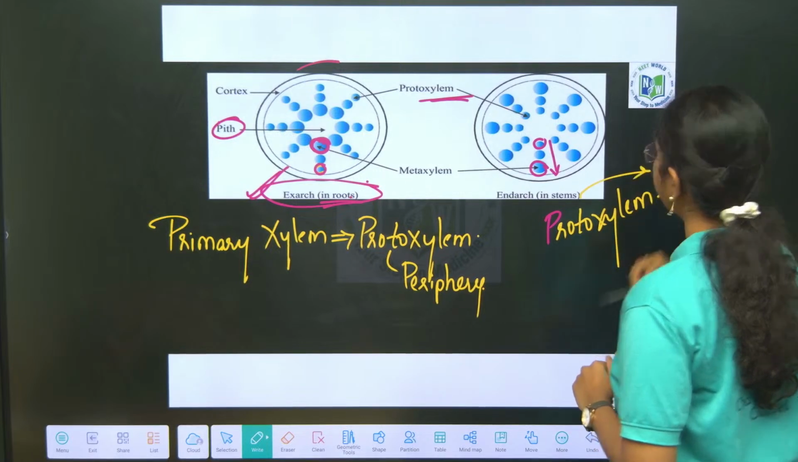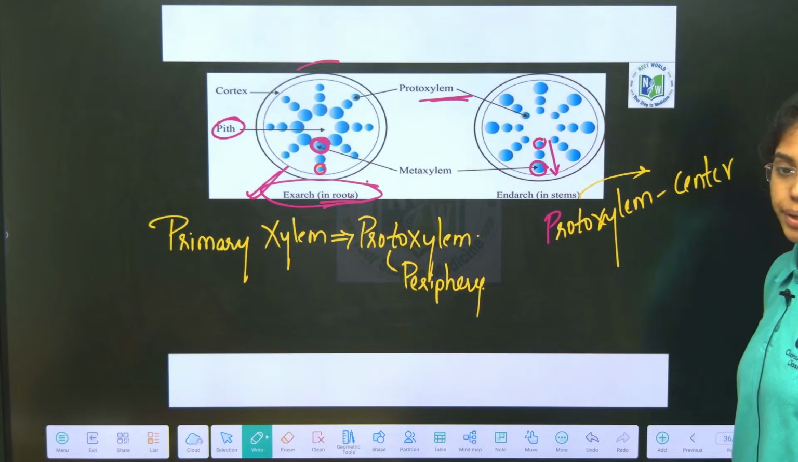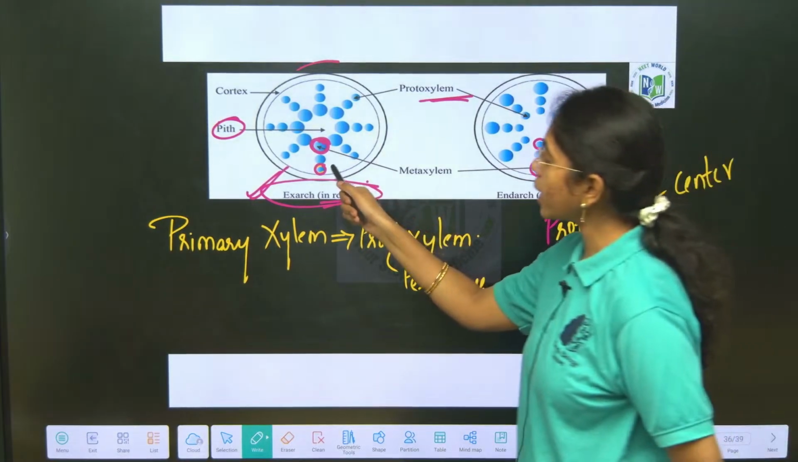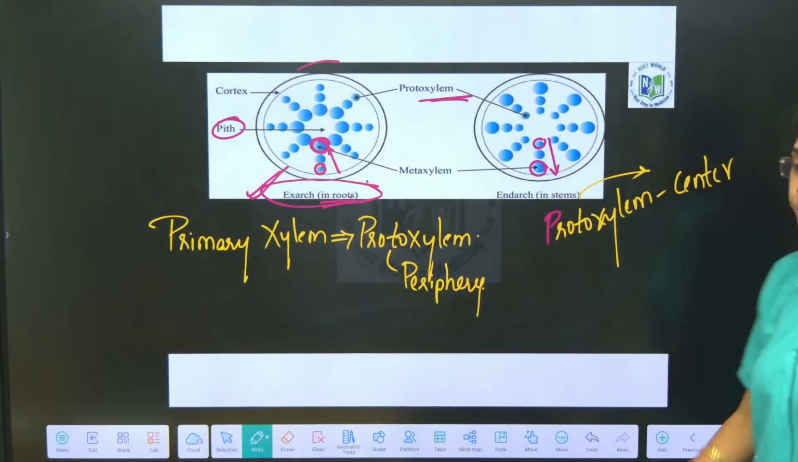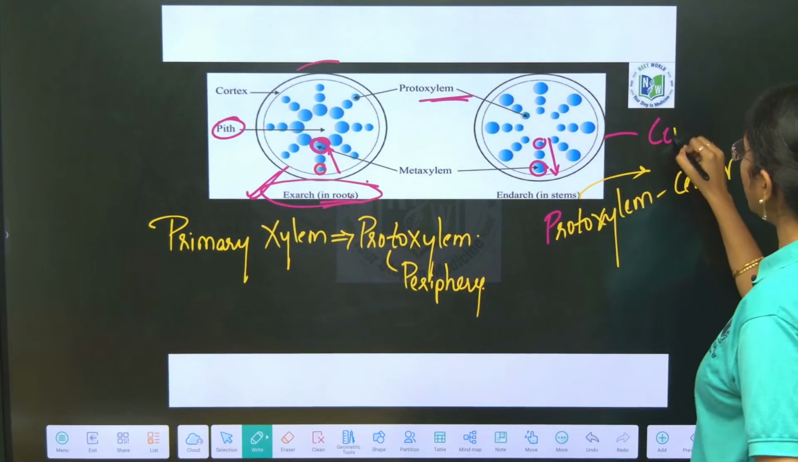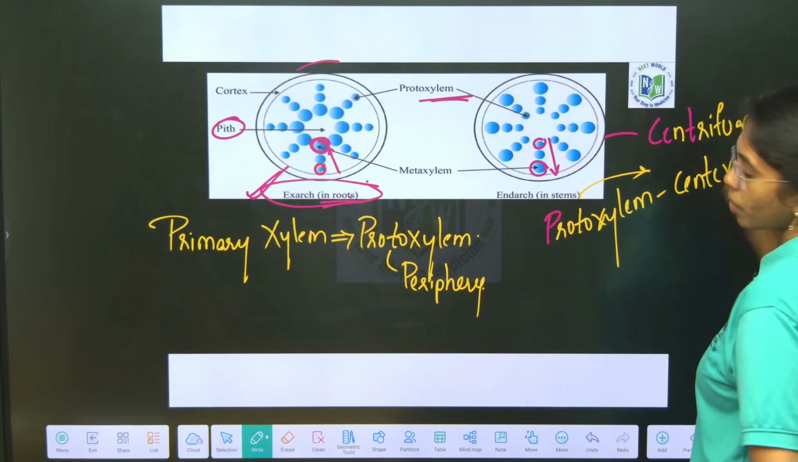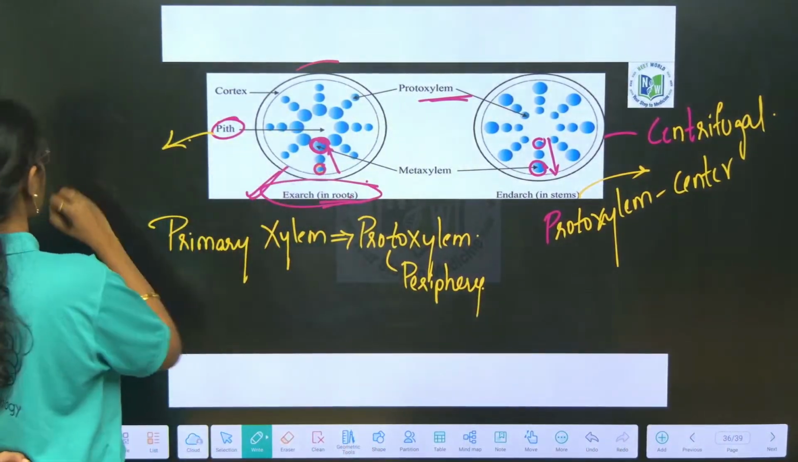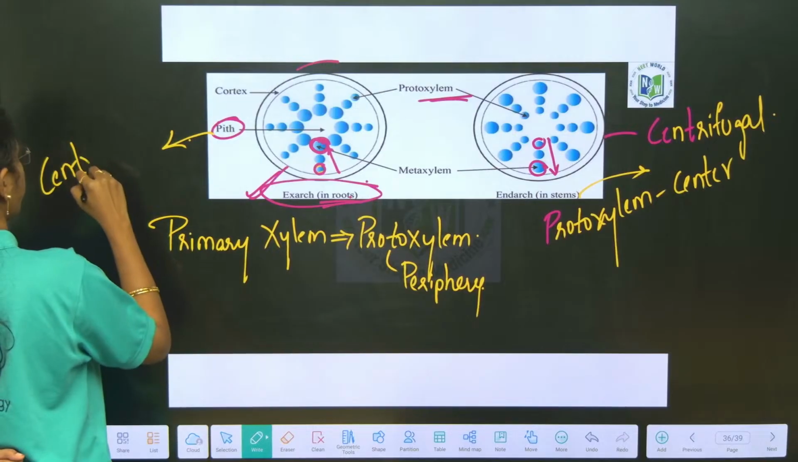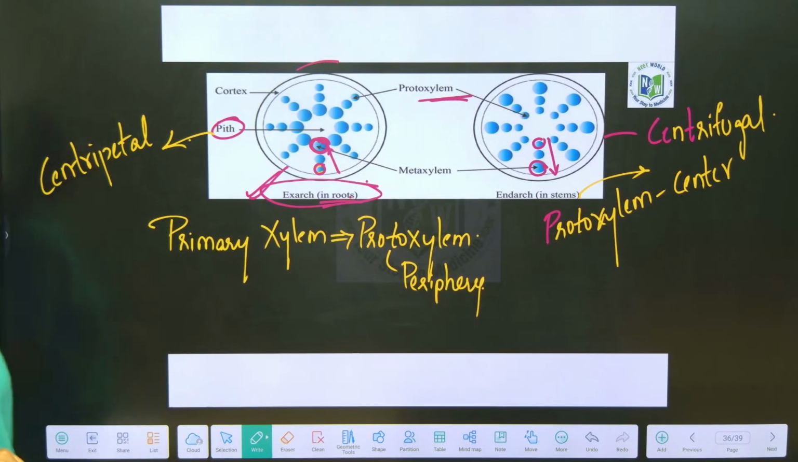In stem, metaxylem is towards the periphery. Here in roots maturation takes place from periphery to the center, here in stem from the center to periphery. This is centrifugal. This is centripetal. Exarch mode of xylem maturation is centripetal. Clear? Any doubt anywhere? Clear, right?